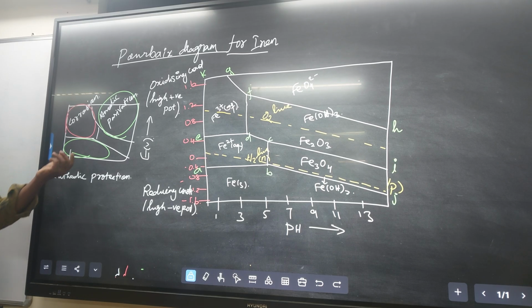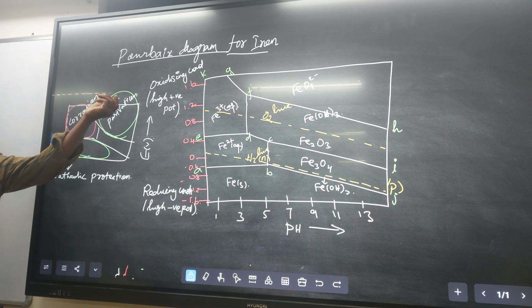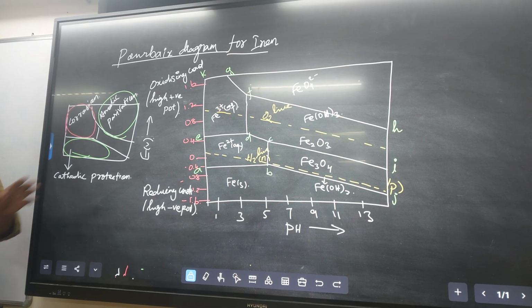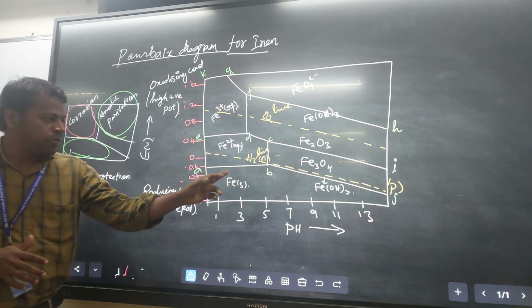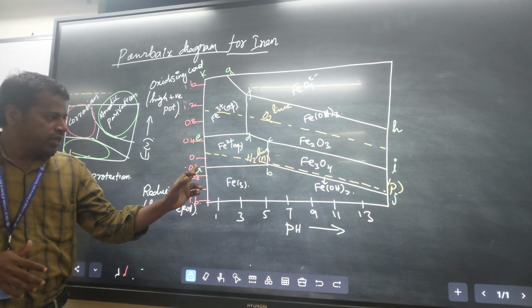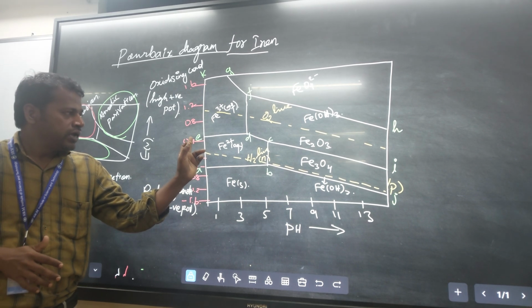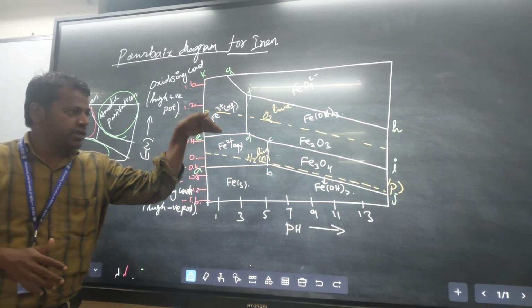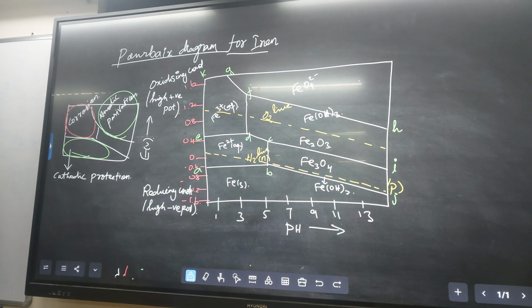The metal will be protected in the cathodic region and also in anodic passivation. If you increase the pH or make the reduction potential more negative, the metal will be protected. And here is the corrosion zone. So here we have to explain what happened at AB and ED. Similarly, you have to explain the slopes. So what does the horizontal line say? One by one we can go.